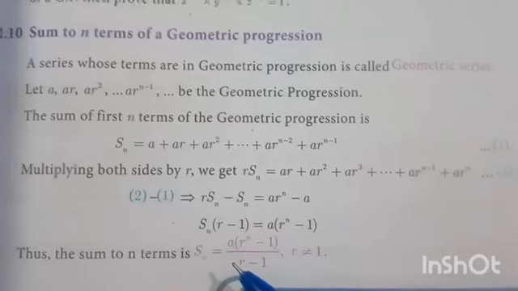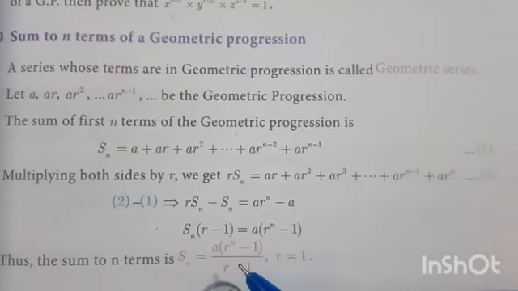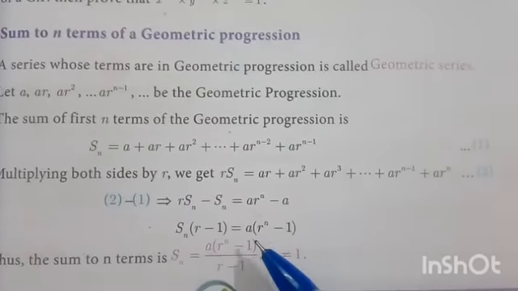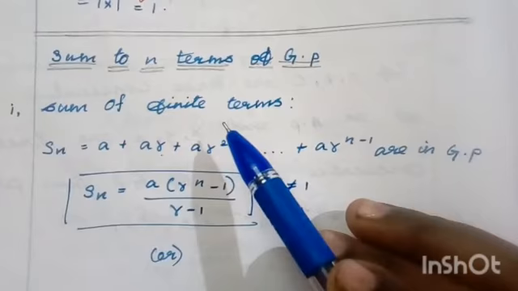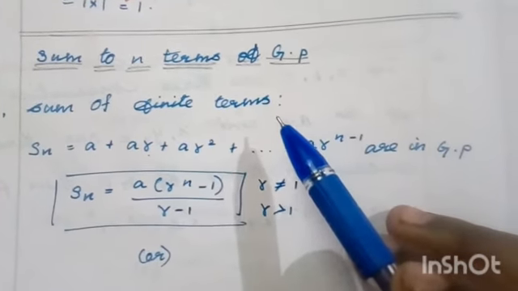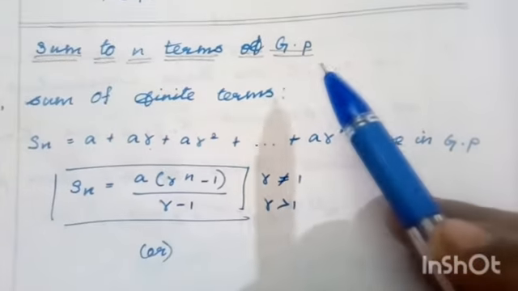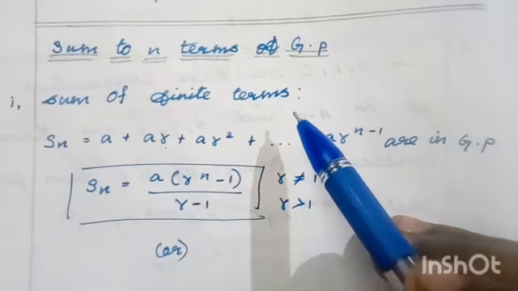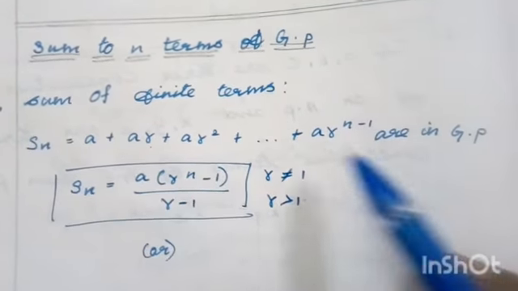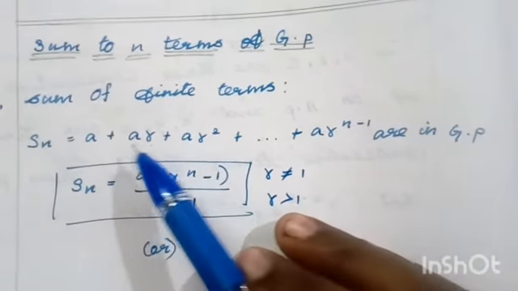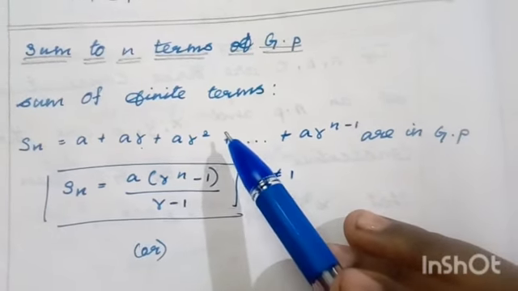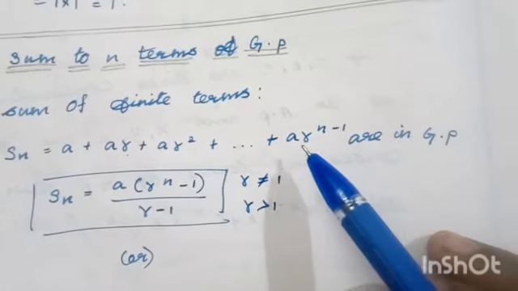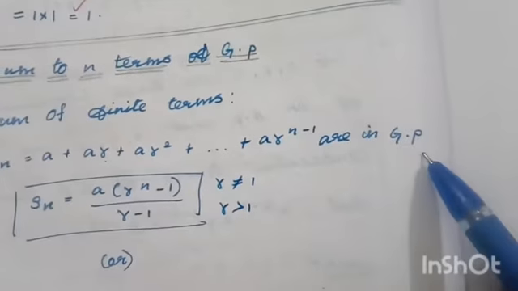This is the formula for the sum to n terms in GP: Sn equals a into r power n minus 1 by r minus 1. That is the sum of finite terms. First you have to write the formula for the sum to n terms of GP. Sum of finite terms, Sn equals the general form, that is a plus a r plus a r square plus etc., plus a into r power n minus 1, in GP.